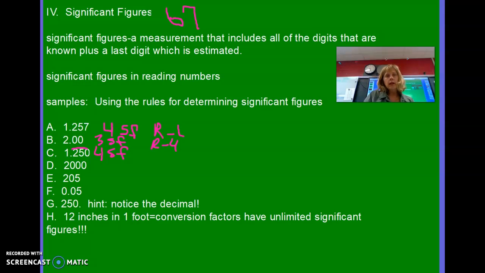And then again, it's rule number 4. For the same reason. Why would I put this extra 0 on the end if it wasn't really important in expressing this number?